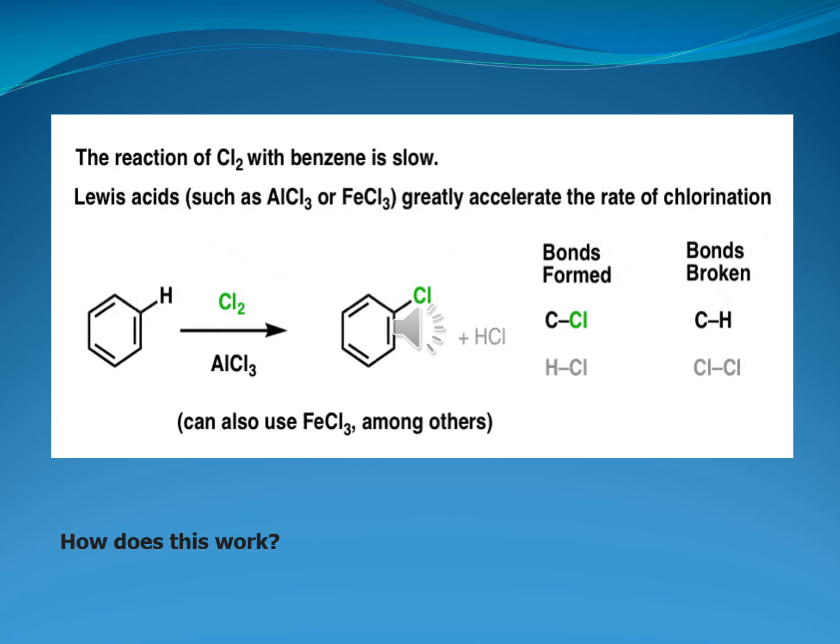So we can prove it with the example of chlorination, in which the reaction of chlorine with benzene is slow. The Lewis acids such as aluminum trichloride or FeCl3 greatly accelerate the rate of chlorinations. In this example, the reaction of benzene is carried out with chlorine in the presence of AlCl3. We can also use FeCl3 among others, and we obtain a substituted chlorinated benzene molecule, in which bond formation is carried out between carbon and chlorine, and bond breaking is carried out between carbon and hydrogen. Let's see how this works in the next slide.